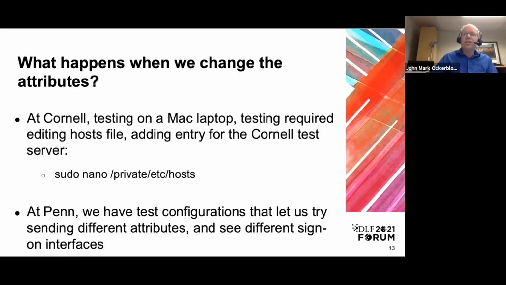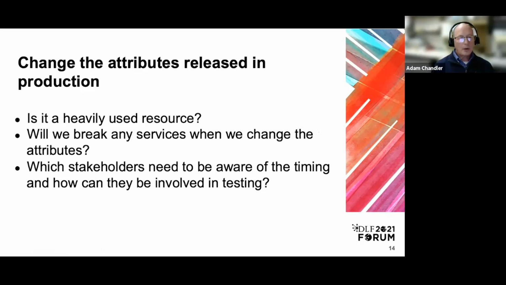At Penn, our central IT actually supports different configurations for single sign-on. So we can sign on to a test configuration that lets us try things like what happens if we send a different set of attributes, or even what happens if we use a different interface for signing on. When you change the attributes in production, the amount of attention you put into this probably depends on how heavily used the resource is.